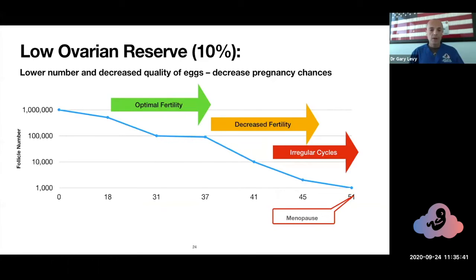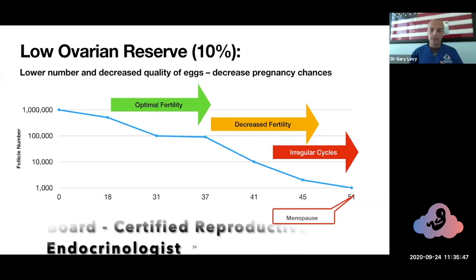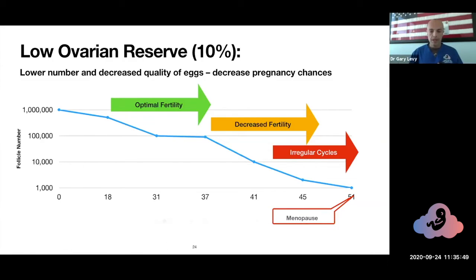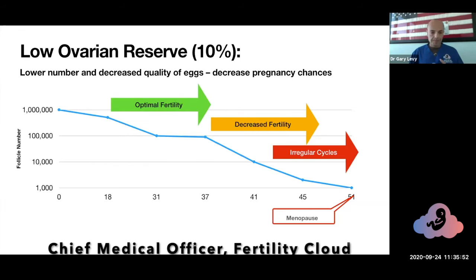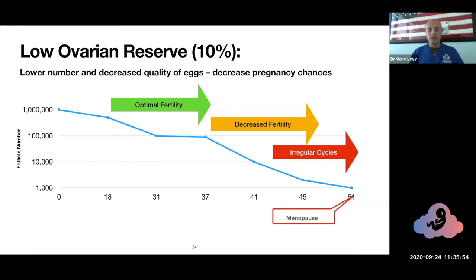So let's talk about ovarian reserve again. We saw that graph of the probability of conception in the beginning of a webinar. And so why does that happen? Conception has to revolve around the quality and the quantity of the eggs in the ovary.